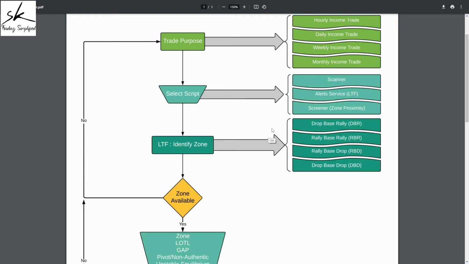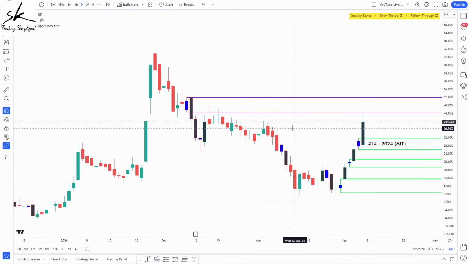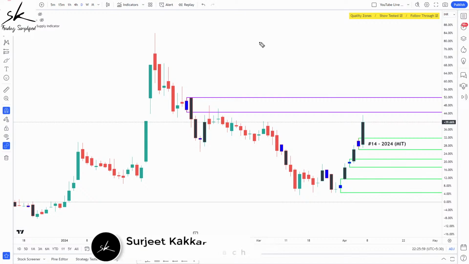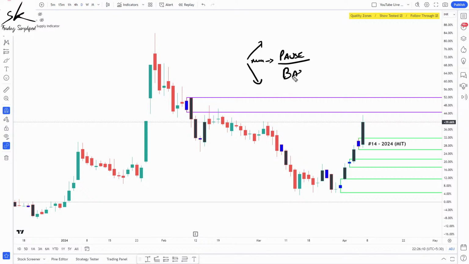Now, whenever we talk about demand supply methodology, always say it's a price action based methodology. Now, what do we mean by price action? Price action means the action done by the price. And what action can price do? Only two things. It can either move up or move down. It cannot do anything else. But when price is moving in a narrow range, we call it the period of pause, or we can also call it the basing.